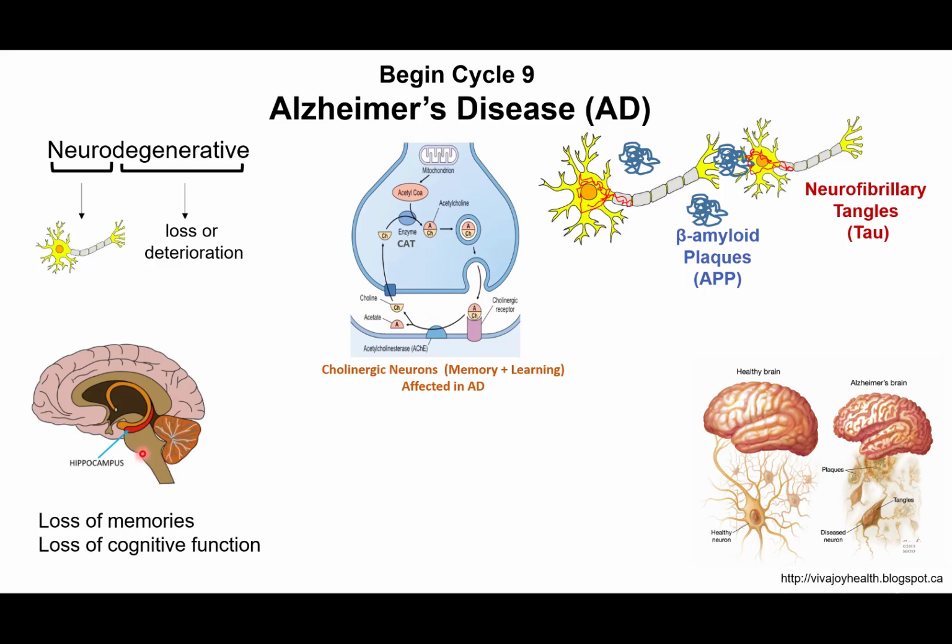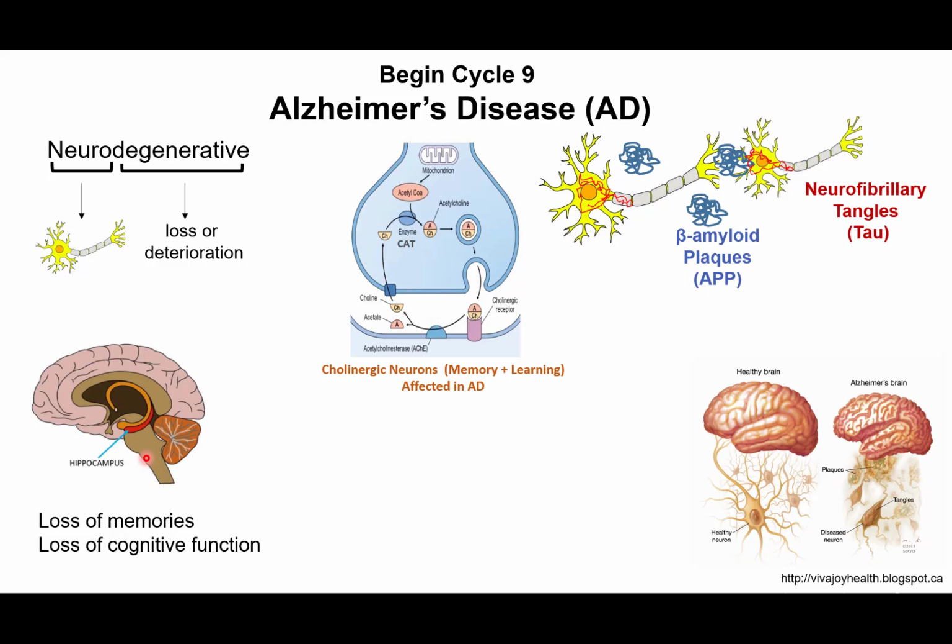So this loss or deterioration of neurons starts in the hippocampus. The hippocampus is involved in memory, so storing memory, retrieving memory, long-term or short-term, which is the reason why one of the key hallmark symptoms of Alzheimer's is loss of memory.